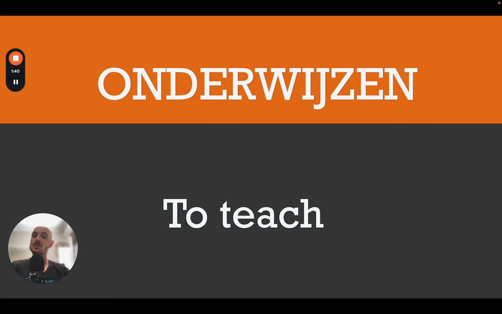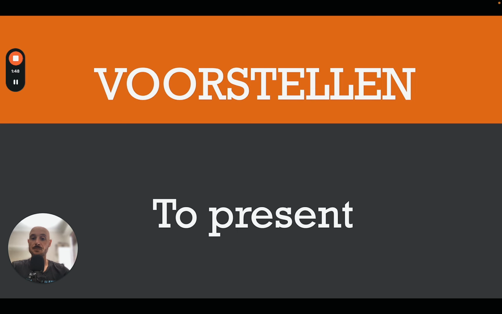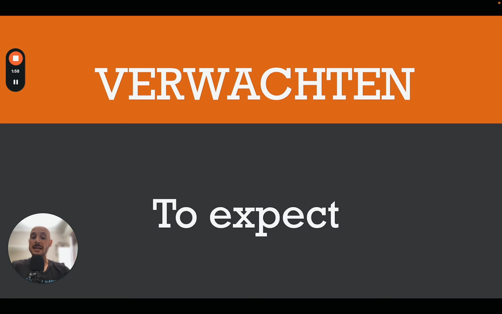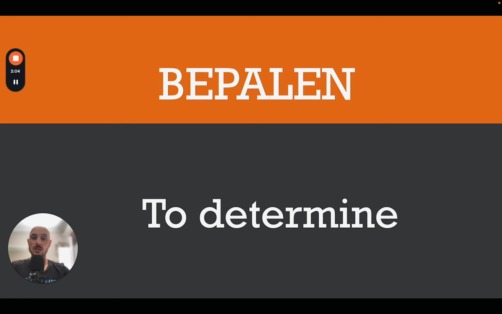The next one is to teach, okay? It can be lesgeven, but it can also be onderwijzen. Onderwijzen is to teach. We continue, and if you want to present yourself in Dutch, then the word would be voorstellen. Voorstellen is to present. We continue, and if you expect something in Dutch, then you will say verwachten. Verwachten is to expect. We continue, and then also if you want to determine something in Dutch, we say bepalen.